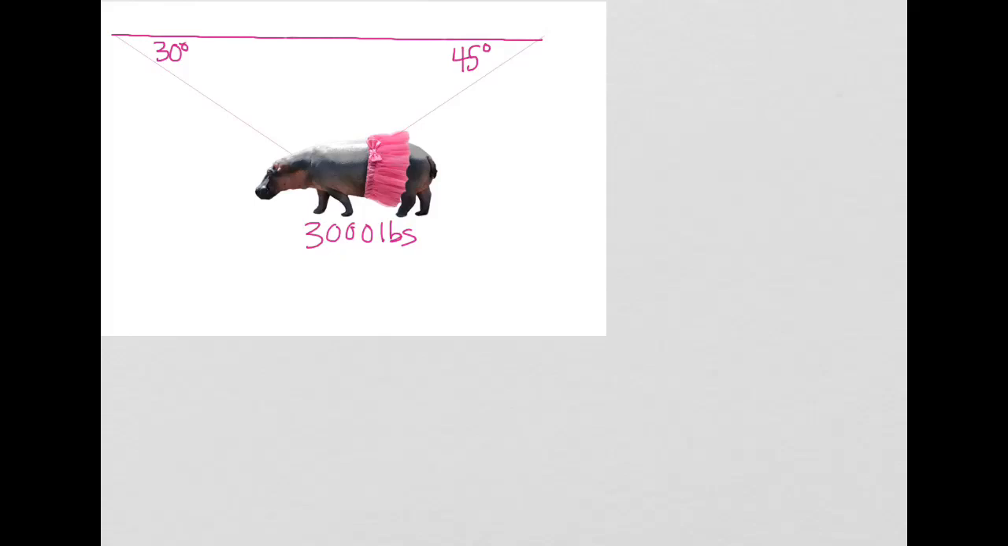Alright, as promised, a full walkthrough of the hanging hippo problem. We have a hippo hanging from two cables. One cable is making a 45-degree angle from the ceiling, or whatever point it is attached to, from the horizon, however you want to think about it. 45-degree angle there. And one of the cables is making a 30-degree angle with the horizon.